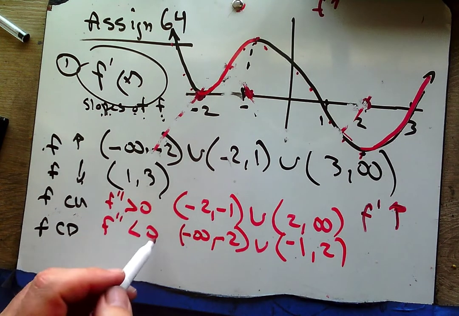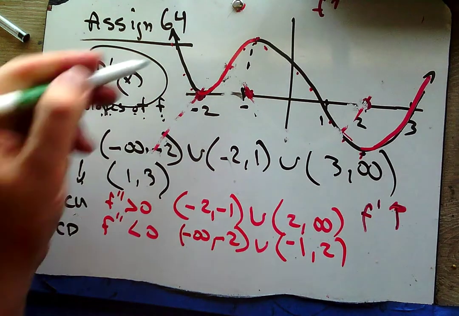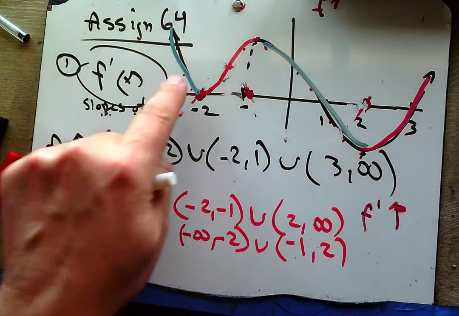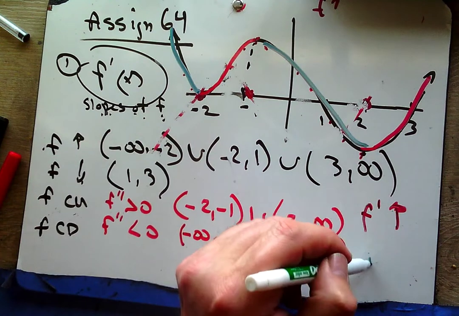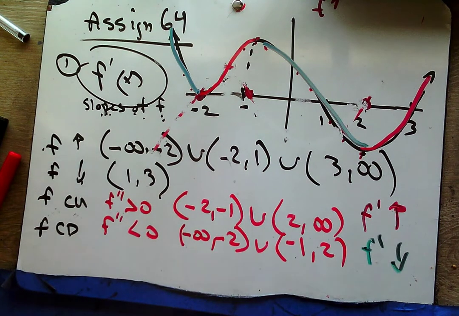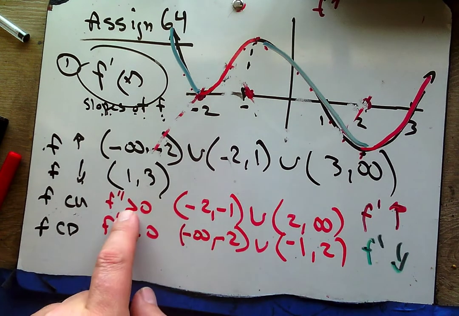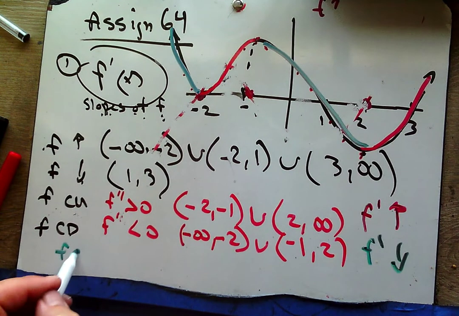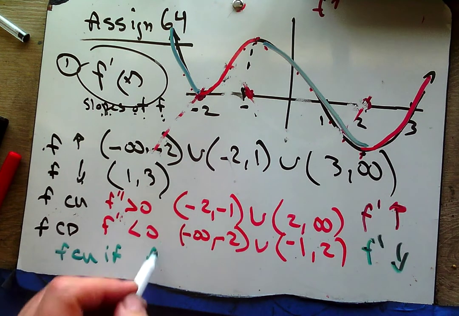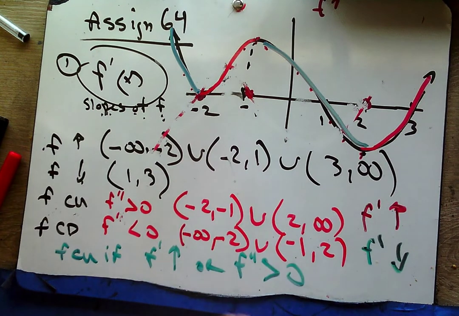And when would f double prime be less than 0? If f prime had negative slopes. So I see f prime having negative slopes here and here. And if the slopes of f prime are negative, that means that f prime is decreasing. So it's not just this and this, but it's also this, this, and this. I need to know all of those things, okay? I need to know that f will be concave up if f prime is increasing, or f double prime is greater than 0.